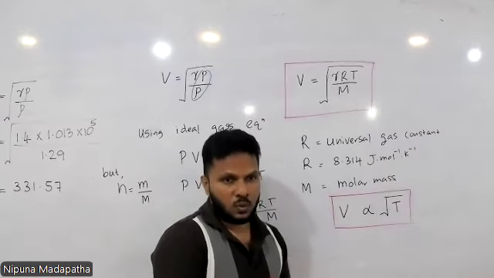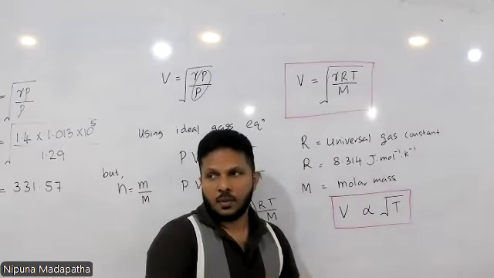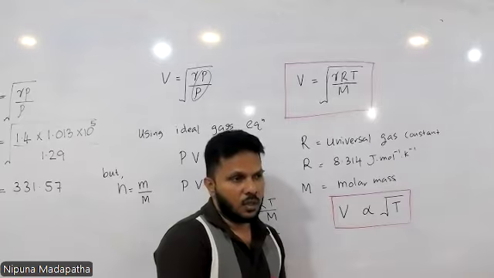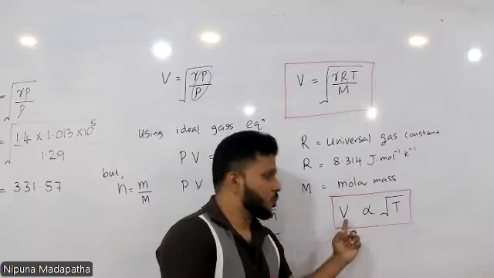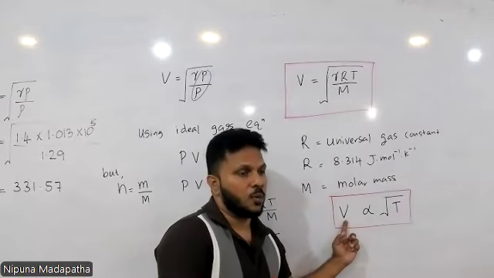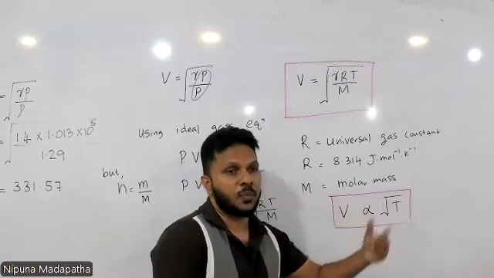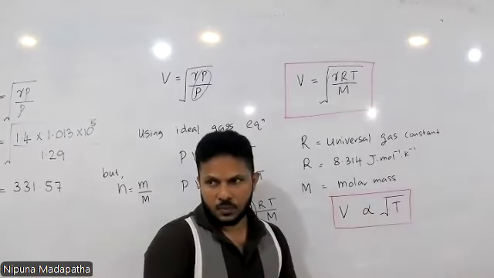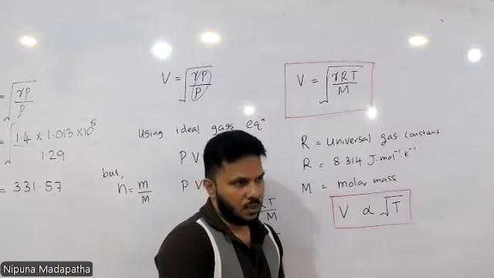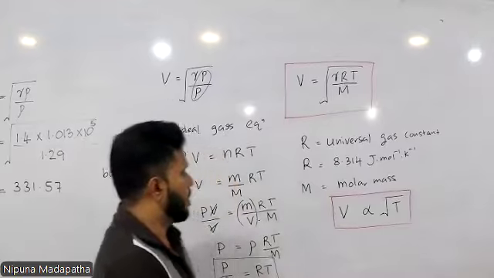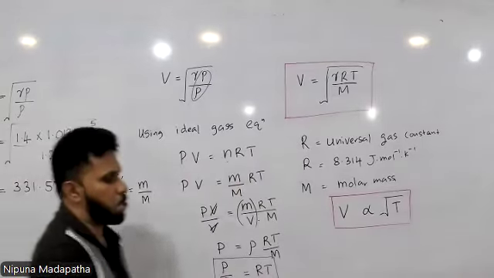By root 2. If you double the temperature, it increases by a factor of root 2. Right? In order to double the speed of the sound in air, what is the factor you need to increase the temperature? 4. By 4. Topic clear.